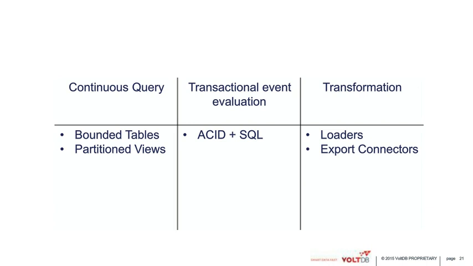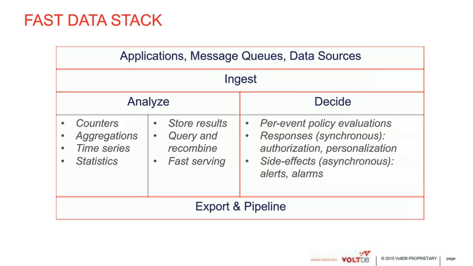If you put all of these different pieces together back into the stack, you can start to see that there's really a number of different requirements that have to be met. The stack has to be able to manage stateful data. It has to be able to flow data through in a pipeline fashion. It also needs to be able to run transactions to produce responses back to applications that require real-time per-event decisions.